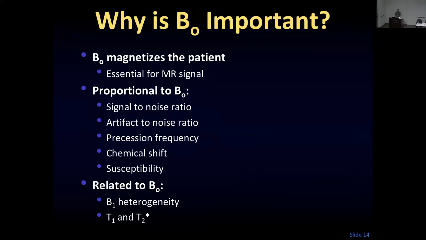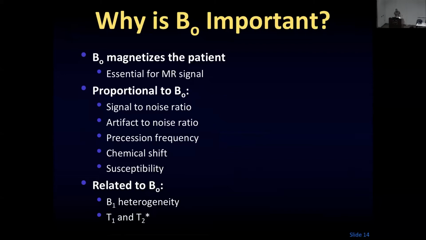Proportional to B0 is also the precession frequency, and we'll see later why that's important. Proportional to B0 is chemical shift. We won't talk about that so much today. Proportional to B0 is something known as susceptibility. We won't talk too much about that either, but just be aware that susceptibility is sometimes good and sometimes bad. So if you want to be sensitive to susceptibility, you might want to use higher field strength. If you don't want to be sensitive to susceptibility, you might want to have a lower field strength.